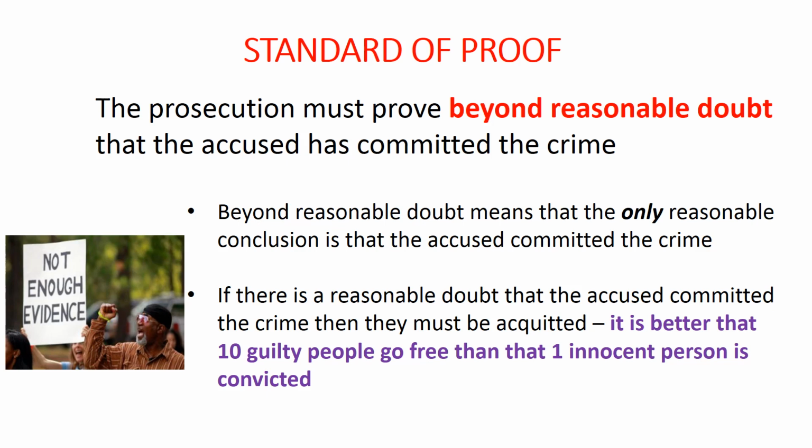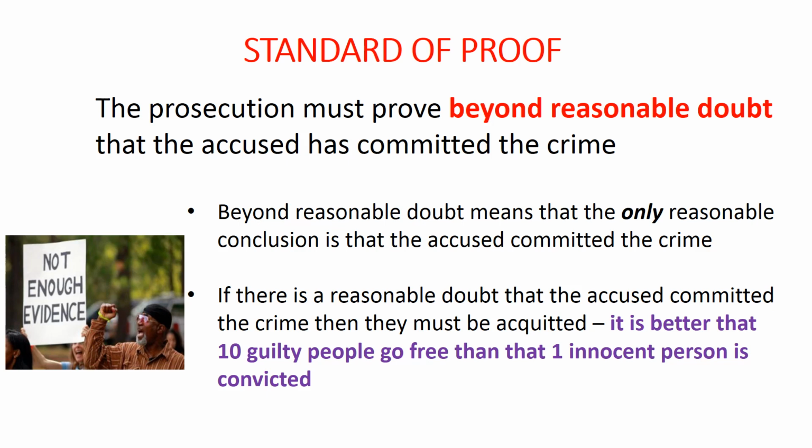There is a principle of law that says it's better that 10 guilty people go free than that one innocent person is convicted. That's why we have the presumption of innocence. That's why the prosecution has the responsibility of proving that the accused is guilty, and that's why the standard of proof, that is, the amount of evidence that the prosecution must produce, has to show or prove beyond reasonable doubt that the accused committed the crime.